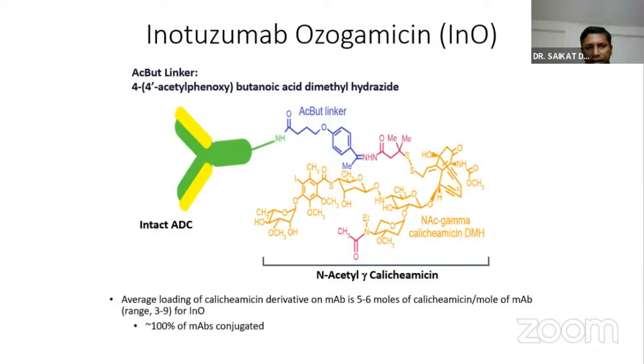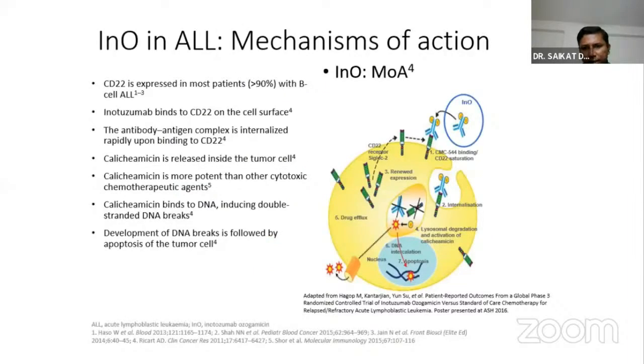Now, the second drug in our armamentarium is inotuzumab ozogamicin. This is an antibody-drug conjugate. The antibody is anti-CD22, and the drug is calicheamicin. So this antibody-drug conjugate binds to the ALL cell, and the inotuzumab and calicheamicin get internalized. Then calicheamicin is released from the antibody and causes double-strand breaks in the cell. Ultimately, this cancer cell undergoes apoptosis.